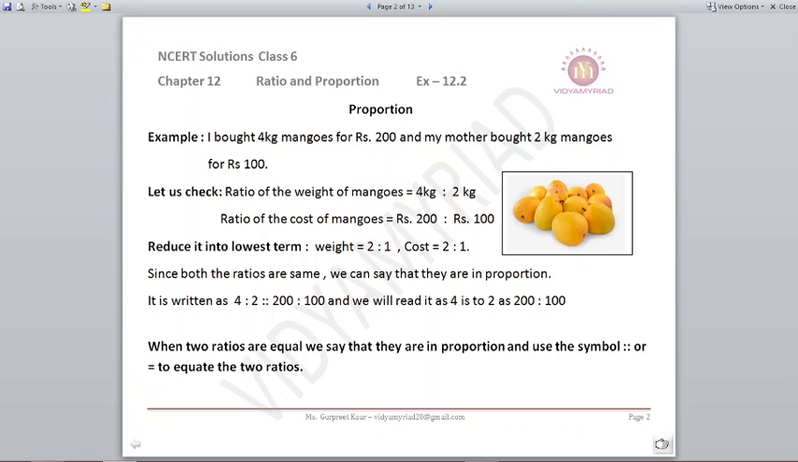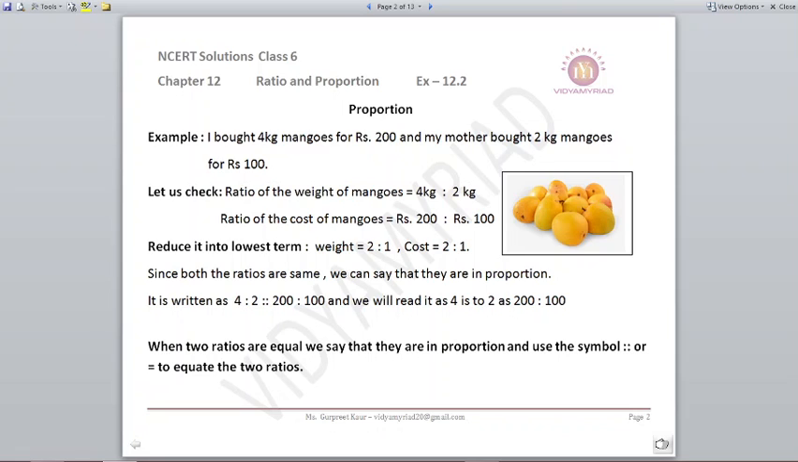It says that I bought 4 kg mangoes for rupees 200 and my mother bought 2 kgs mangoes for rupees 100. Let us find out whether both are in same proportion or not. How we are going to do it? First of all, we will find the ratio of the weight of the mangoes, that is 4 kg is to 2 kg, and if I reduce it, both are divisible by 2, it gets 2:1.